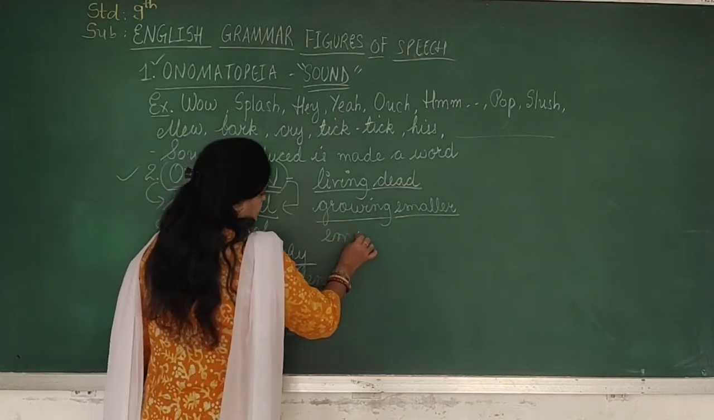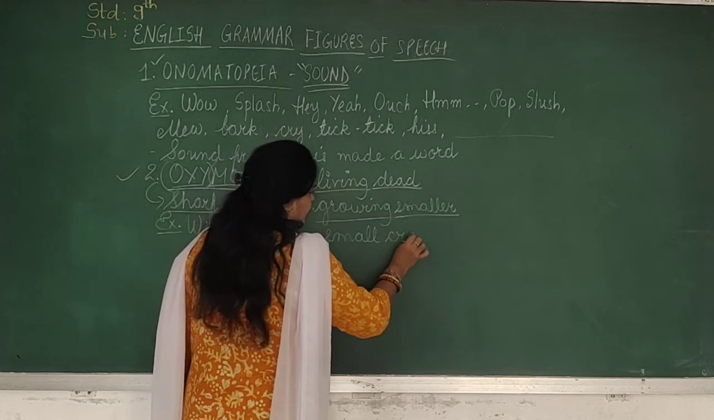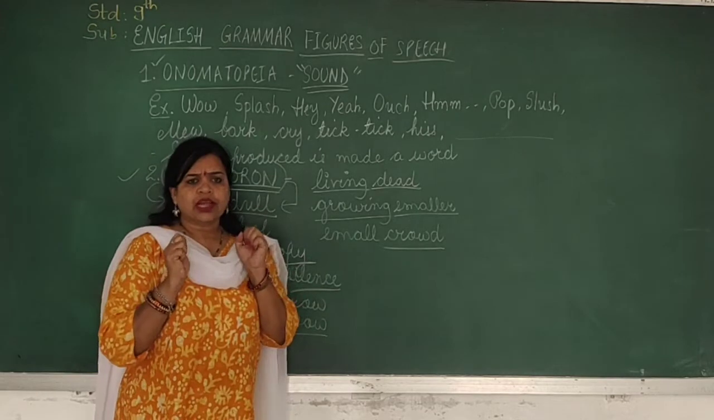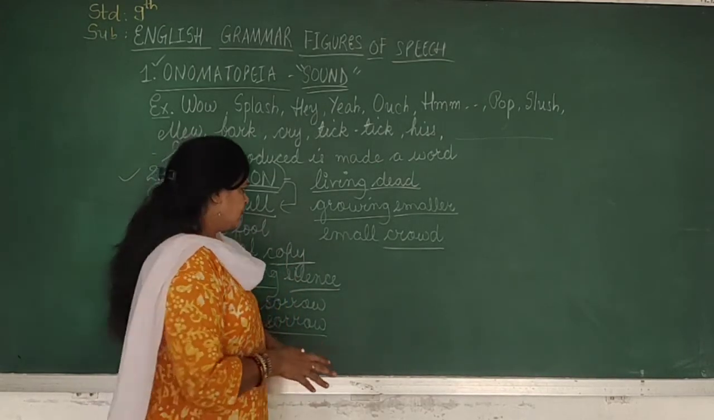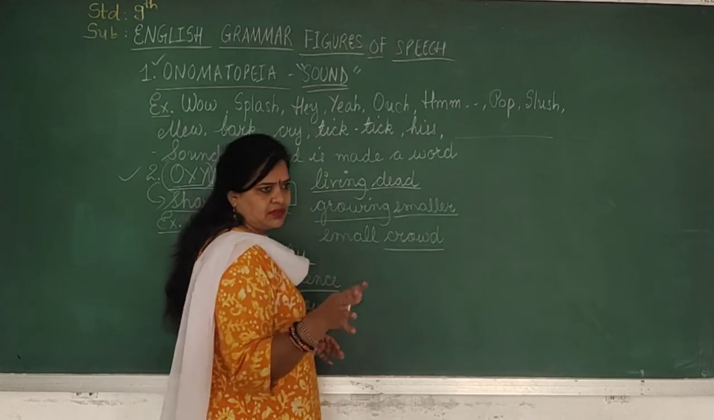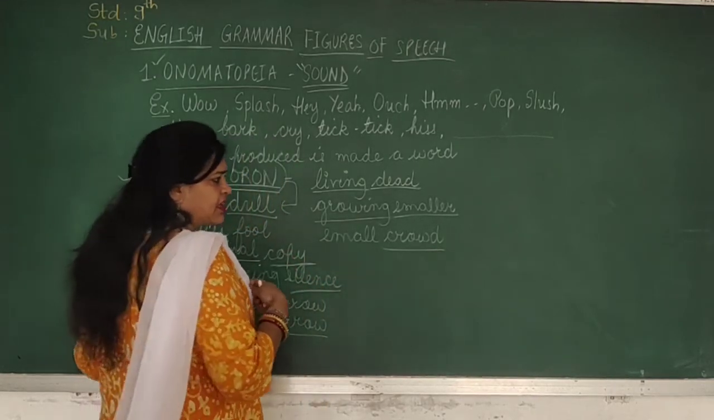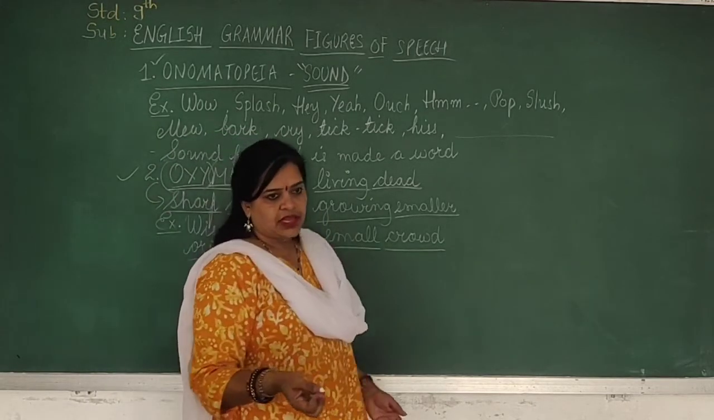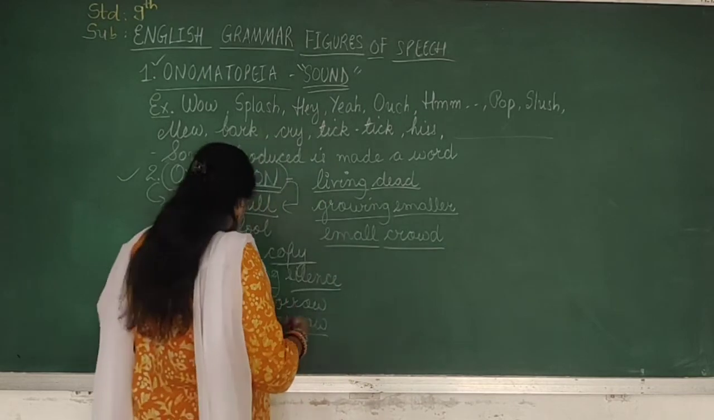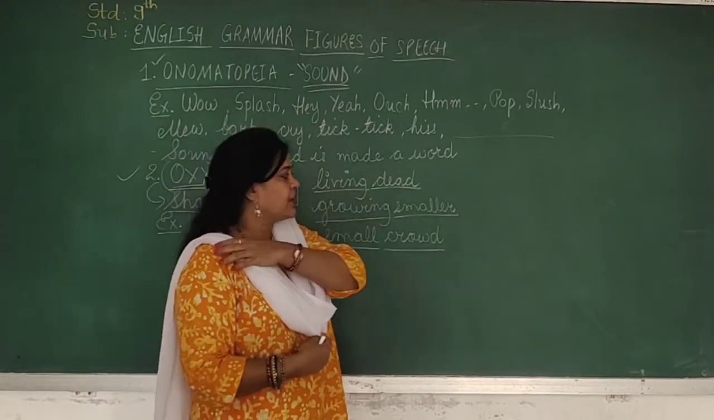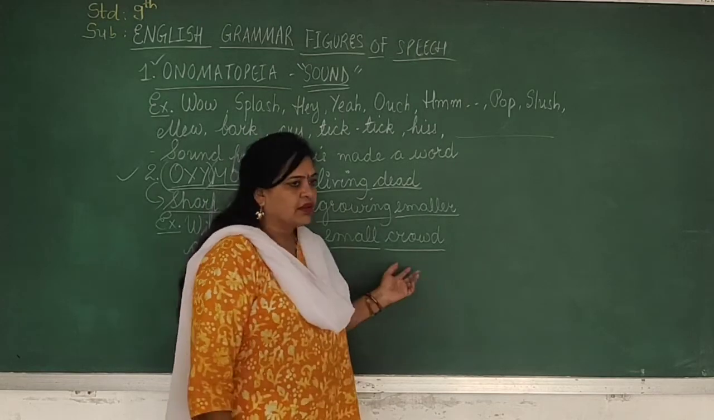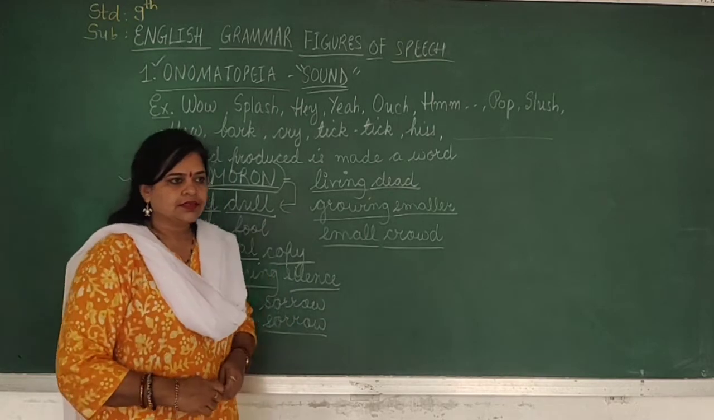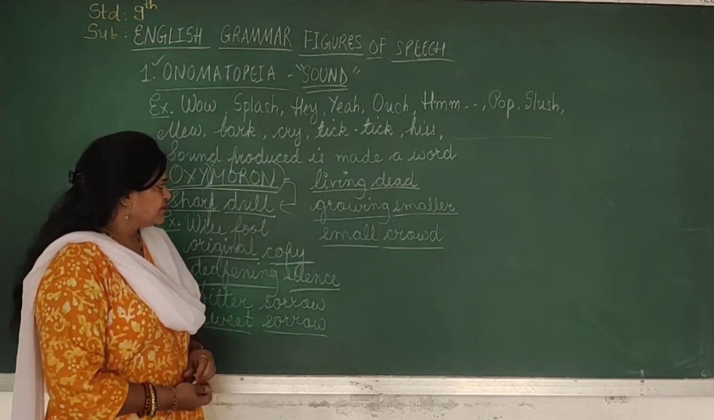Small crowd. What does the word crowd mean? A big gathering of people, too many people. When it becomes more than necessary, we say crowd. But small crowd, like a very, very small crowd. How can a crowd be very small? So this is the way of speaking in oxymoron. Do you want me to give some more examples? Then you can also try this.